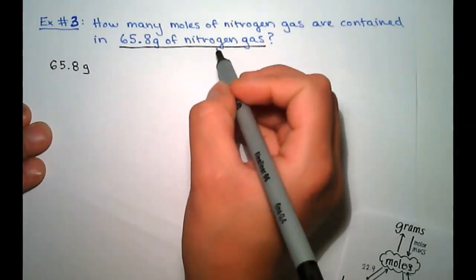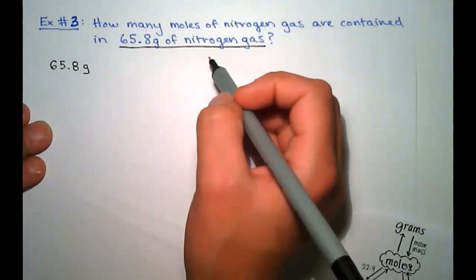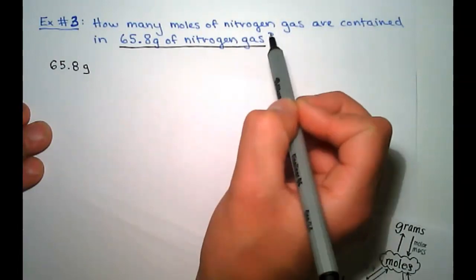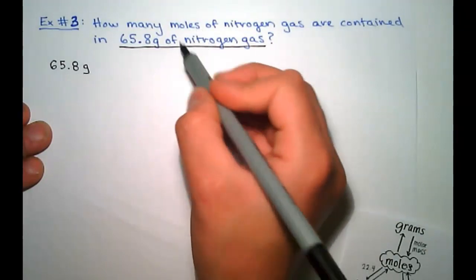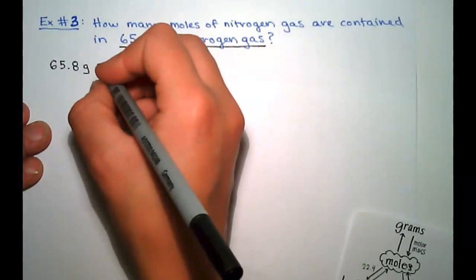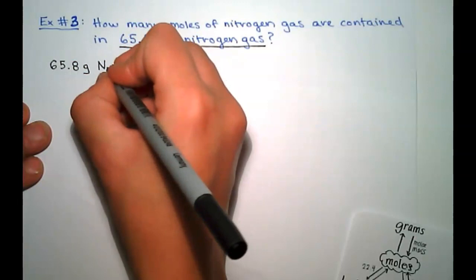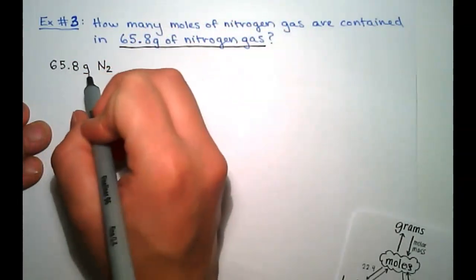So it's important that as soon as you see nitrogen, you think, ding, ding, ding, this is a diatomic element. Hydrogen, H2, N2, O2, F2, Cl2, Br2, and I2 are all the diatomic elements. So nitrogen gas, pure nitrogen gas, is not going to exist as just a single nitrogen atom. It's going to be nitrogen bonded to itself. So it's not just going to be one nitrogen, it's going to be 65.8 grams of N2. So that's my starting value, unit, and substance.